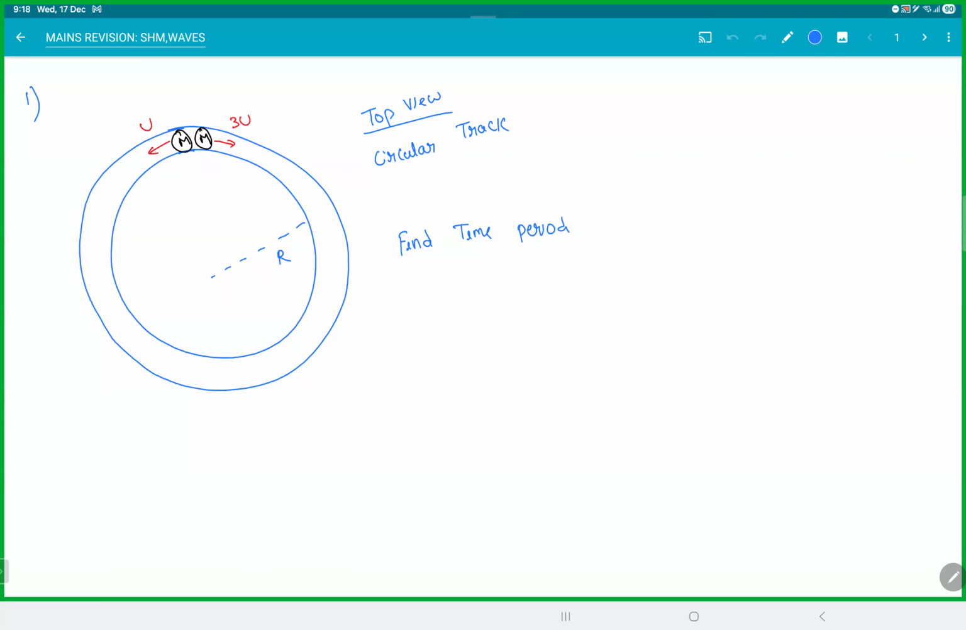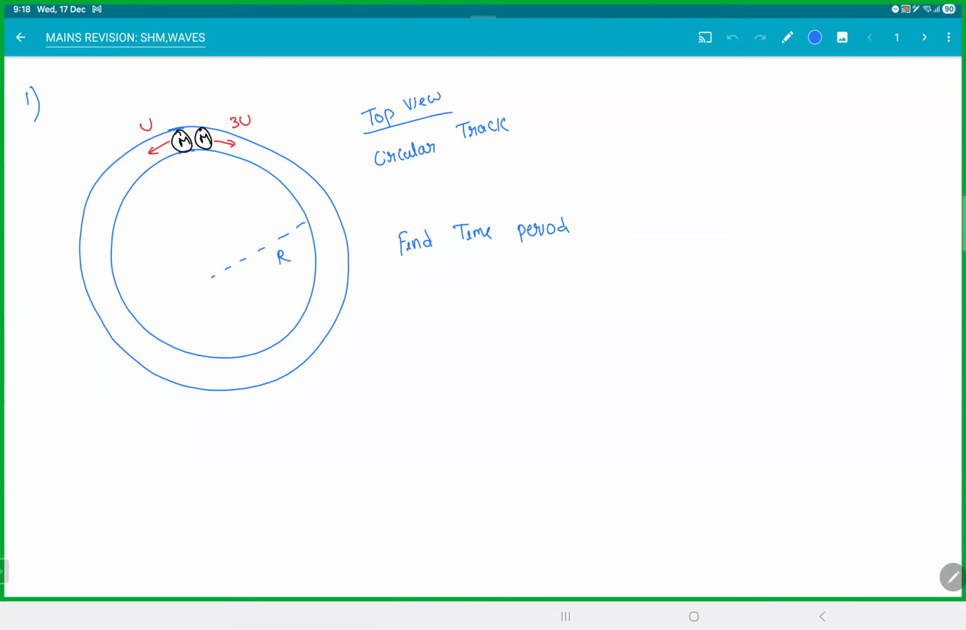SHM, if you remember, we already covered a few models in different chapters. What kind of motion is this? This is not SHM, this is periodic motion. If you remember, even before SHM comes, there are two types of motions, periodic and oscillatory motion, and then SHM. If that had been u and 2u, you'll get a different answer. U and 3u, you'll get something else. The answers will change.